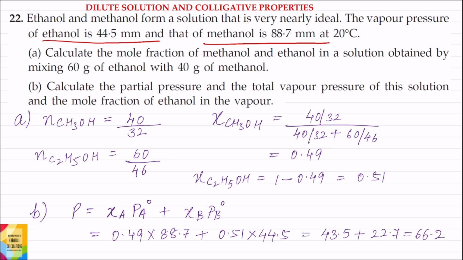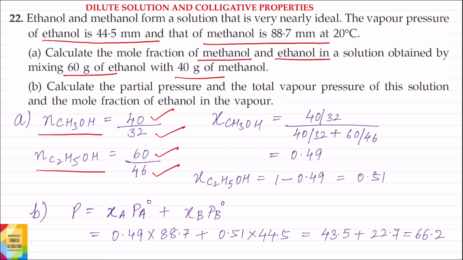नाउ मिथेनॉल एंड इथेनॉल को मिक्स करके जो सोल्यूशन बना, we need to find the mole fraction of methanol and ethanol in that solution. Now weight of methanol that is dissolved is 40 gram and weight of ethanol that is dissolved is 60 gram. So moles of methanol, methanol is CH3OH, will be equal to weight divided by molecular weight. Weight given है question में 40 gram divided by molecular weight of methanol, that is 32 gram per mole. Similarly, moles of ethanol, weight of ethanol given है 60 gram divided by molecular weight of ethanol, which is 46, will give the moles of ethanol.